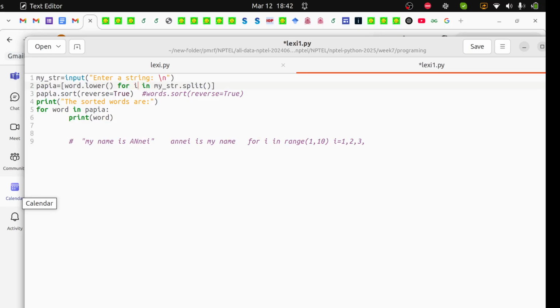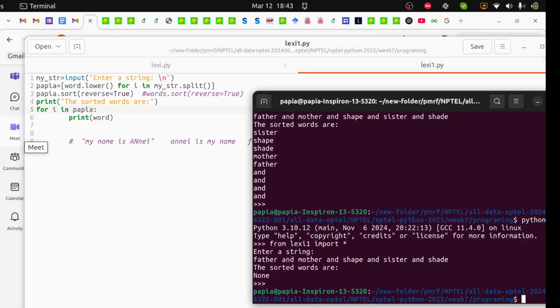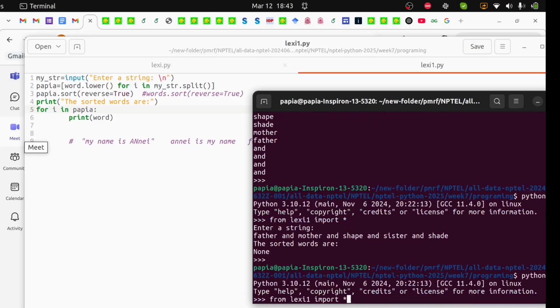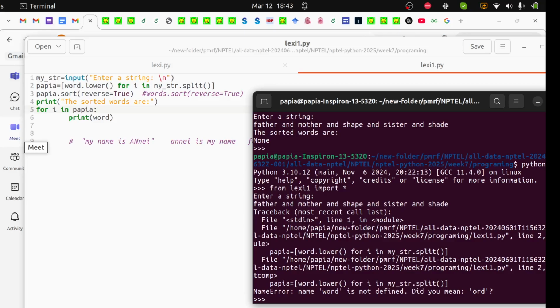If I write i here, it will not understand what i is, because I just want a word-like thing. I want the string as a word, but i will not make a word-like thing. Do you understand? Okay, ma'am, I understood. Thank you. You can go ahead and print, let's say.